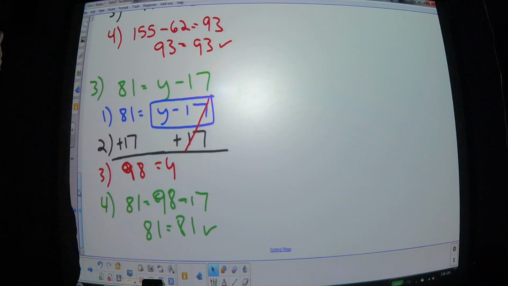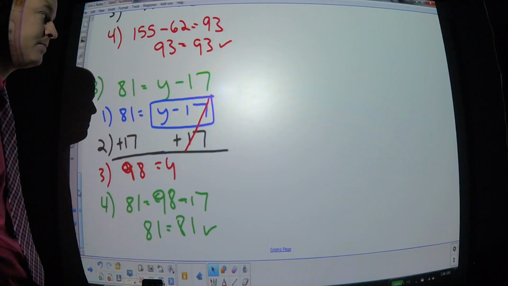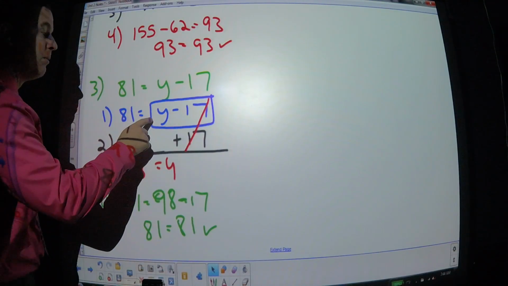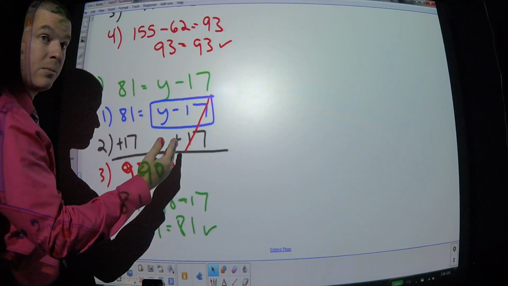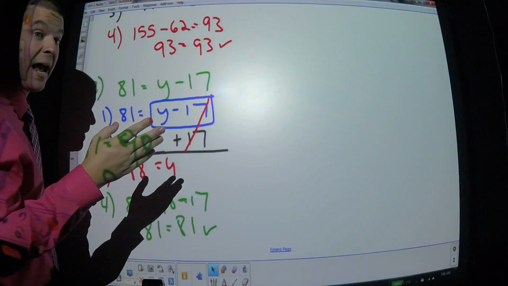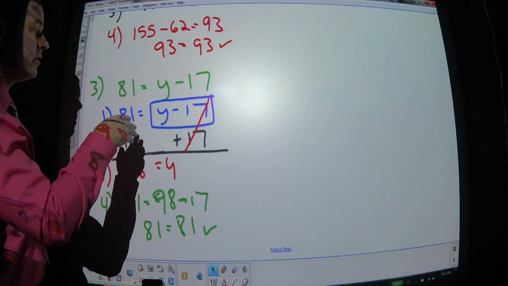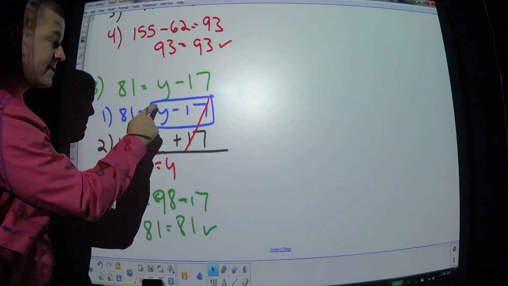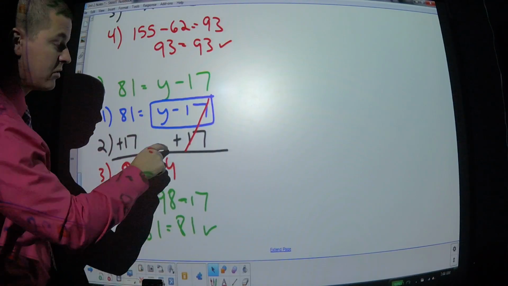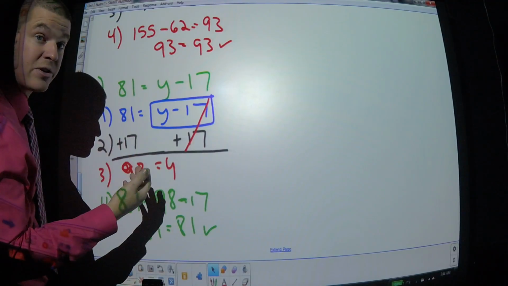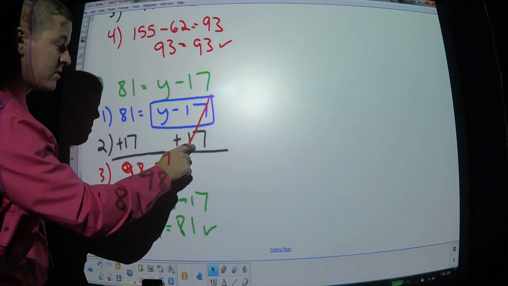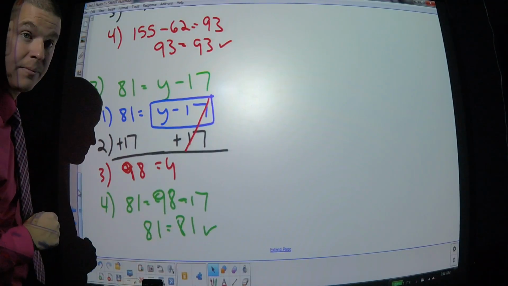Last problem, 81 equals y minus 17. Notice once again that this has the variable on the right side of the equal sign, not the left like the other problems. So we approach it exactly the same way. Identify the side with the variable. It's on the right side, so this is the side with the variable. Notice that it's subtraction, so we're going to do addition because it's the inverse operation. What are we going to be adding to both sides? The integer. So add 17 to both sides.